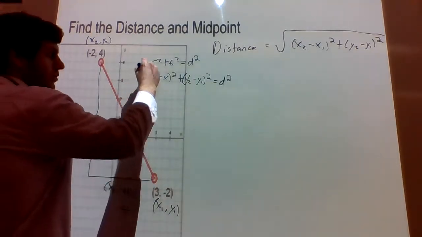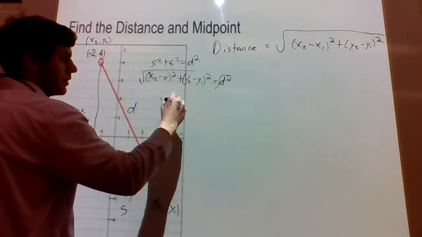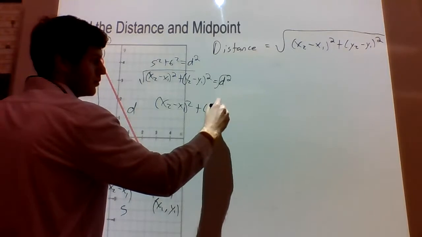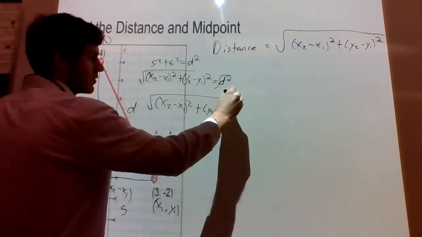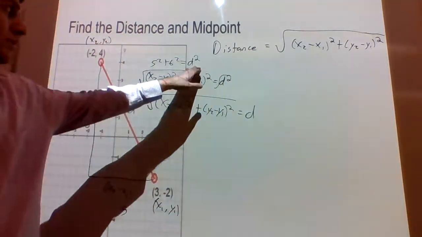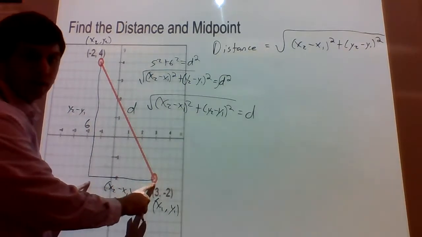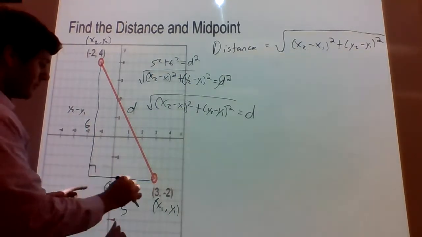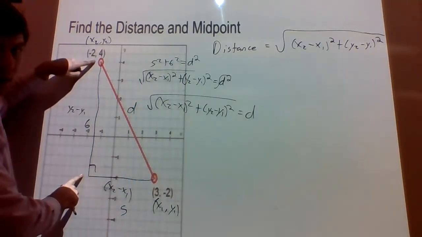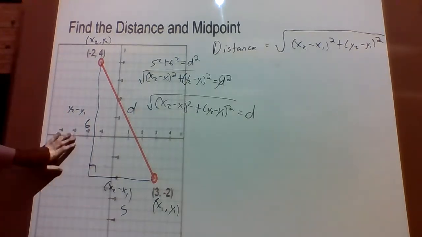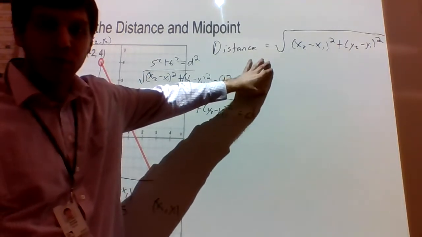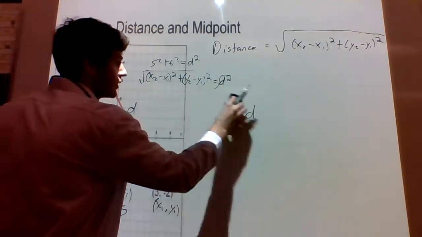If we take the square root of both sides, we get the square root of x2 minus x1 squared plus y2 minus y1 squared, which equals our distance. So this formula is coming from the Pythagorean theorem, and knowing that we form a right triangle. The base of our triangle is x2 minus x1. The height of our triangle is y2 minus y1. That's just where it comes from. If you have your 3x5 note card and you don't know this formula, maybe it's a good thing to write down on your note card.